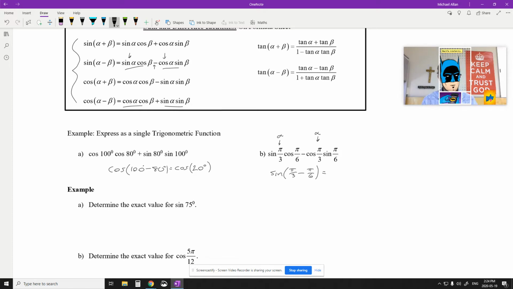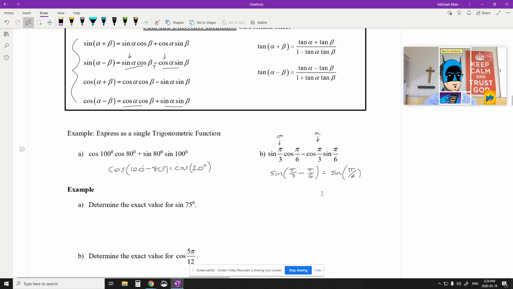Then you're going to pull out your calculator, simplify down, which is going to be sine pi over 6. If all else fails, just go 1/3 minus 1/6. Math, enter, enter. 1/6 again. Cool.